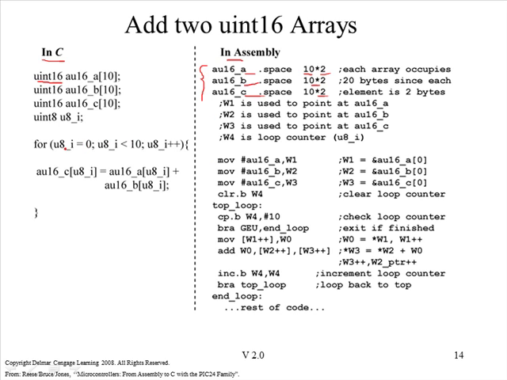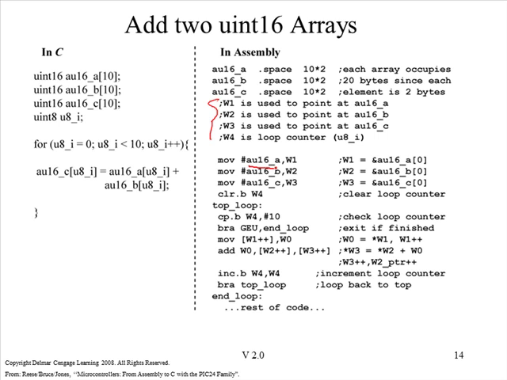When we implement this C code here, we're going to use these working registers for these purposes. W1 is going to be used to point at array A, W2 at array B, W3 at array C, and this loop counter here, which is I, we're going to use W4 to implement that. Our code is going to begin by initializing these registers.